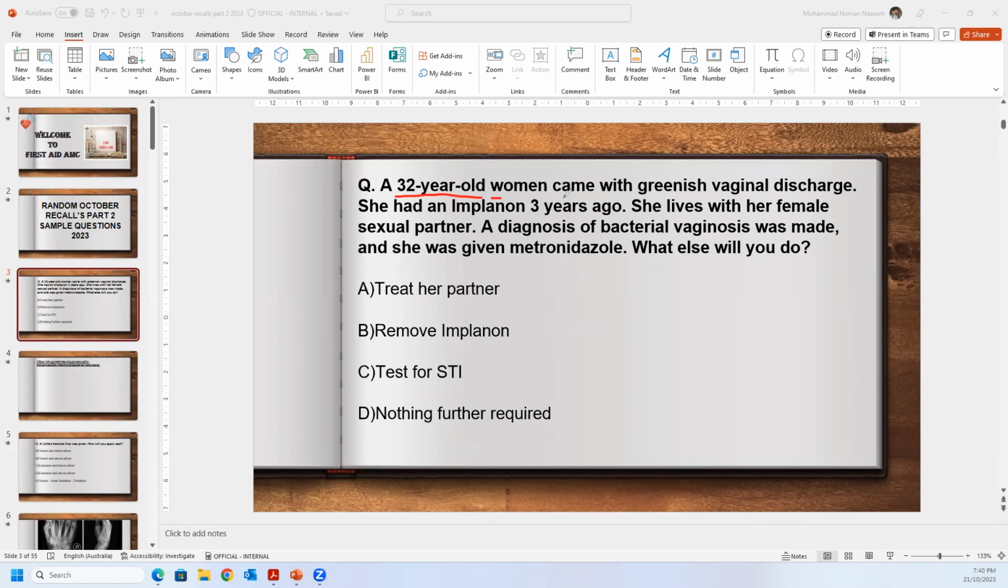So, a 32-year-old woman came with green vaginal discharge. She had an implant 3 years ago. She lives with her female sexual partner. Diagnosis of bacterial vaginosis was made and she was given metronidazole. What else would you want to do in this person? Treat her partner, remove the Implanon, test for the STI. Nothing further is required.